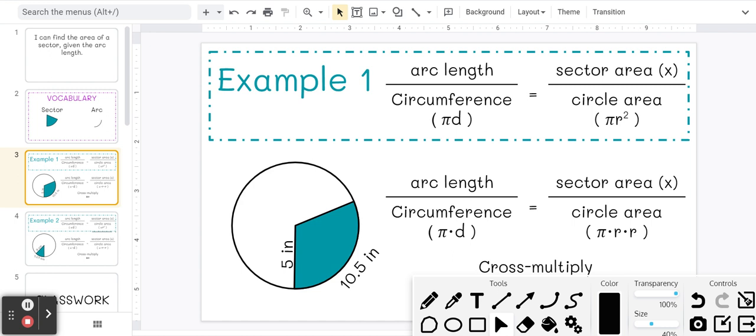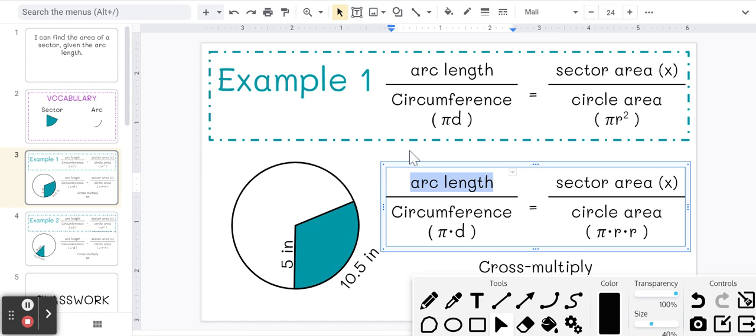All right, arc length. So this curved line right here, we just look at the picture, it is telling us that this curved piece here is 10.5. So I'm going to change this to 10.5. And that arc length is part of the circumference. To find the circumference, we're going to do pi times diameter.